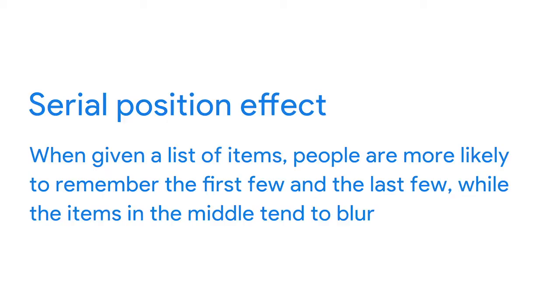Another bias you might have as a moderator during a usability study is serial position effect, which we've discussed in a previous video. Serial position effect is a psychological bias that states that when given a list of items, people are more likely to remember the first few and the last few, while the items in the middle tend to blur. Be aware that when you're interviewing participants, the first and last things they reveal might stand out to you more than the feedback in the middle because of the serial position effect. Similarly, your participants might experience the serial position effect. If you give participants a list of instructions, they're more likely to remember the first and last items on the list.